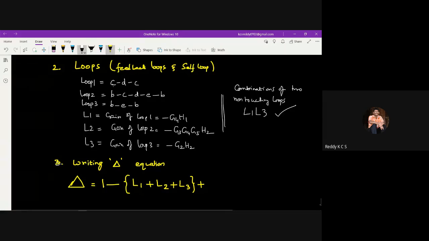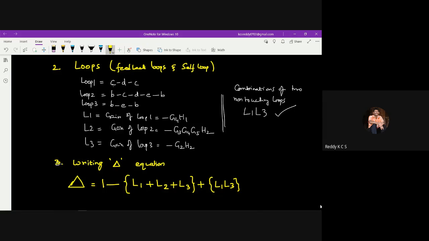Now while writing this equation, the first term is the sum of all individual loop gains including self loops, plus the sum of products of gains of all combinations of two non-touching loops. That is nothing but L1 into L3, the product of gains. Next, minus, is there any three non-touching loops? No. So I can stop the equation here itself. The del equation can be stopped here itself.